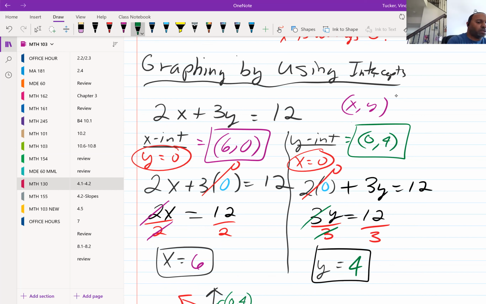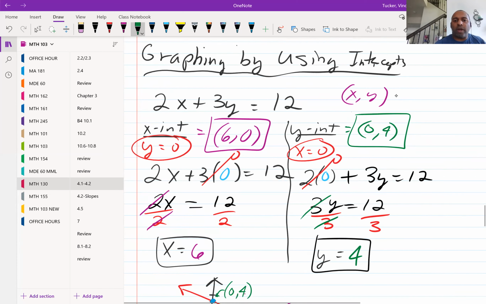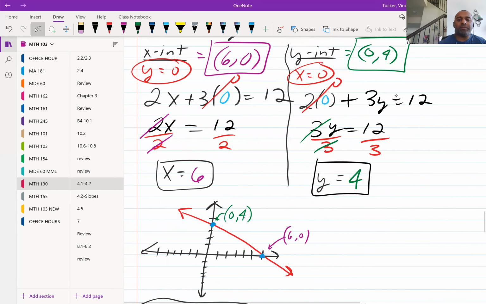So when we get ready to graph, all right, we graph those 2 points. 6, 0 is going to be to the right 6. Don't go up or down because 0. 4, 5, 6. Okay. And then 0, 4, you just go up 4. 1, 2, 3, 4. Okay.